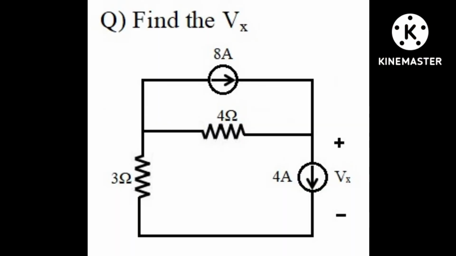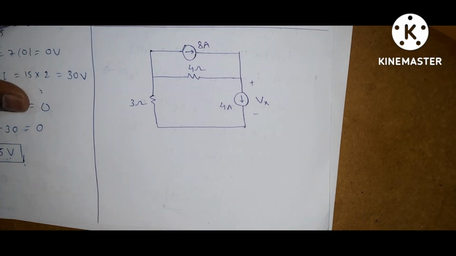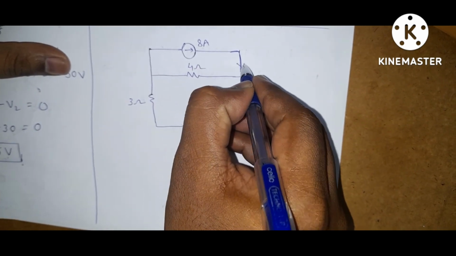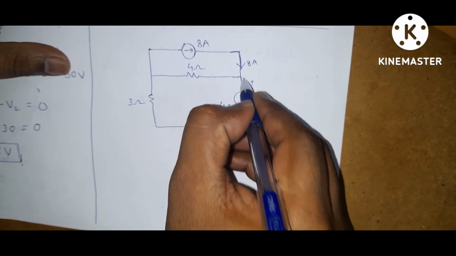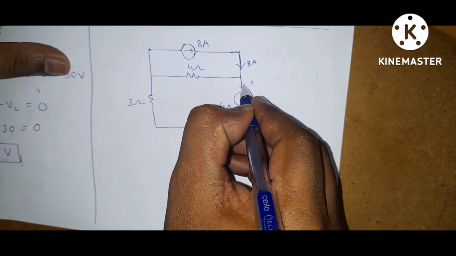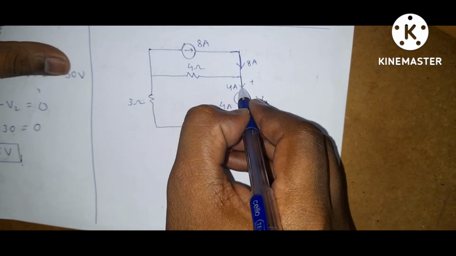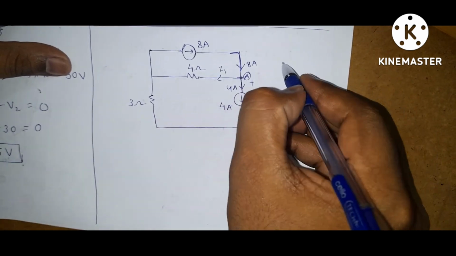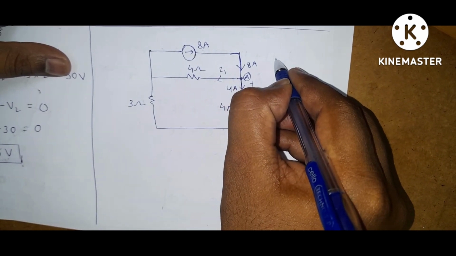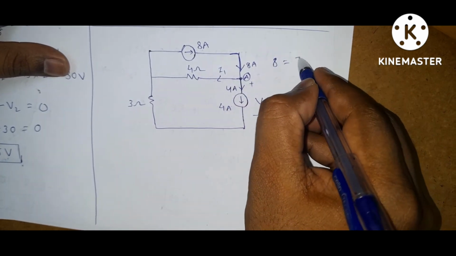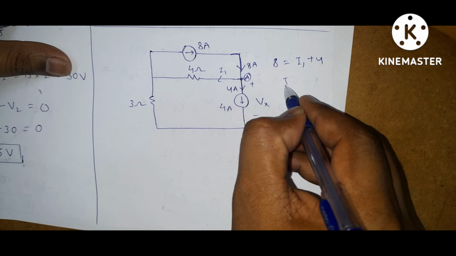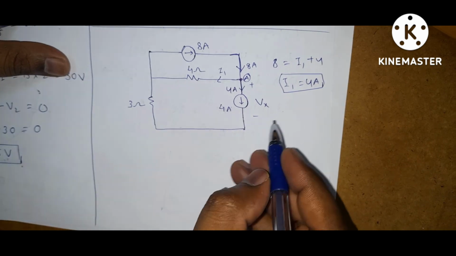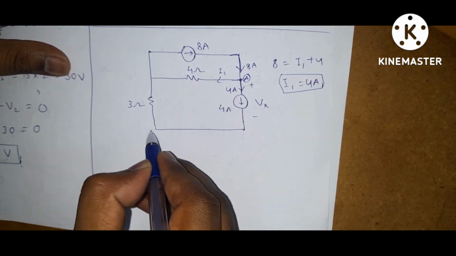Next question is find the Vx. This is the given circuit. If you observe here, 8 amperes is coming from this branch. So this is 8 amps. 4 amperes is going this way. Here, let it be node A. If you apply KCL here, let the current be I1. What are the currents? Entering current is 8. Leaving currents are I1 plus 4. If you solve this, 8 minus 4 is 4 amps. I1 is 4 amps. So this current is coming this way.